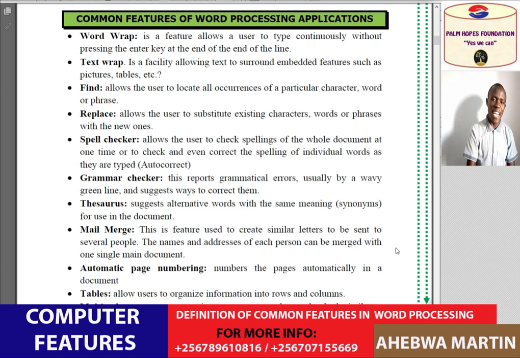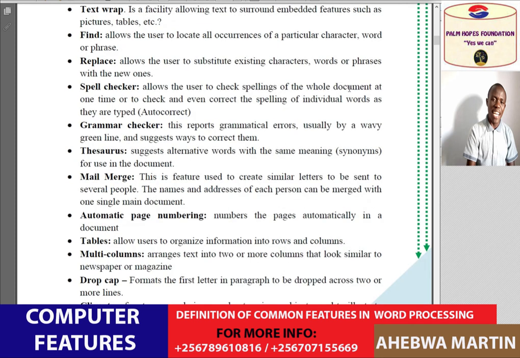Then there is also what we call replace, which allows the user to substitute existing characters, words, or phrases with new ones. So after finding the words, you can replace them with new words. Spell checker allows the user to check spellings of the whole document at one time, or to check and even correct the spellings of individual words as they are typed. So spell checker enables us to check the spellings of our words. It autocorrects the wrong spellings.